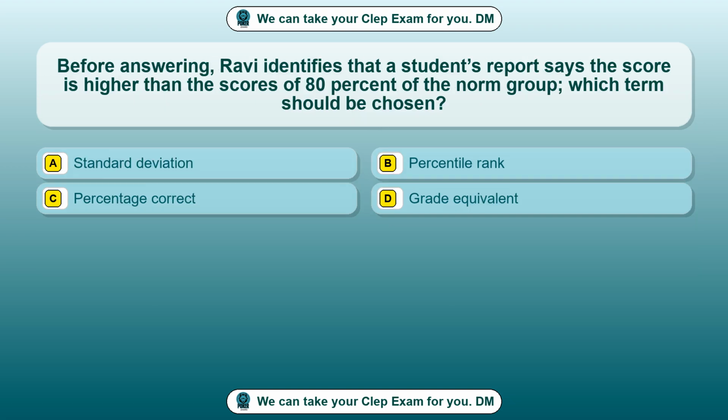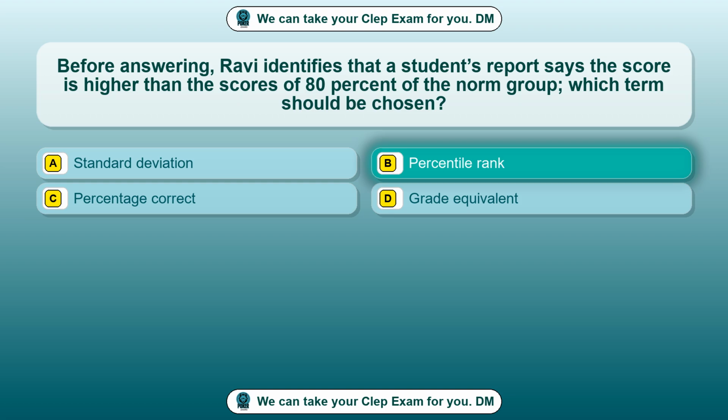Question 95. Before answering, Ravi identifies that a student's report says the score is higher than the scores of 80% of the norm group. Which term should be chosen? Option A, standard deviation. Option B, percentile rank. Option C, percentage correct. Option D, grade equivalent. The correct answer is option B.